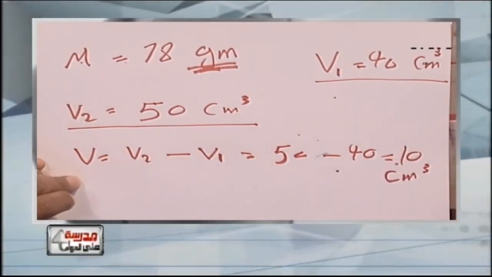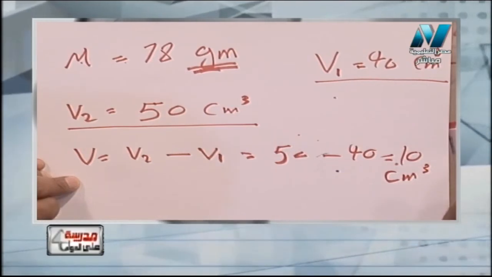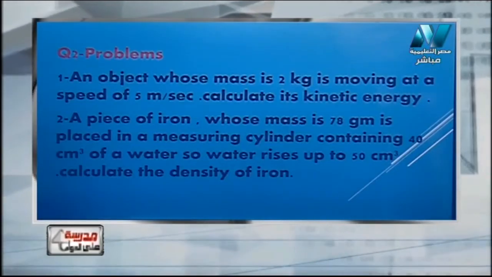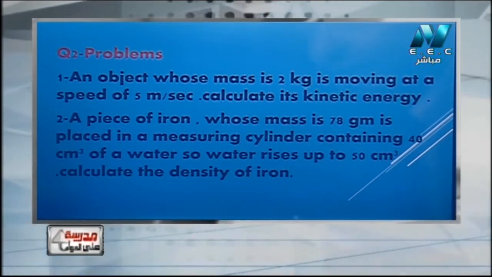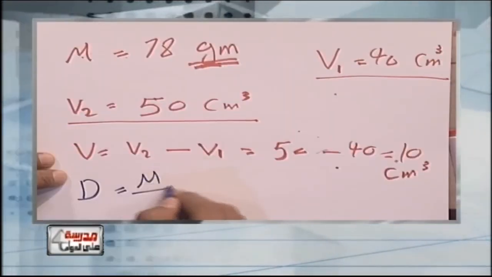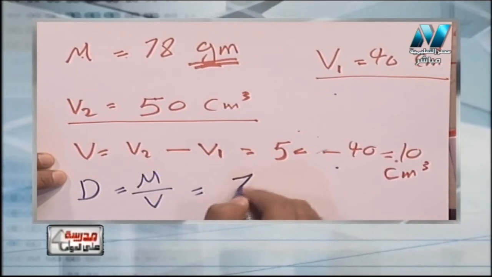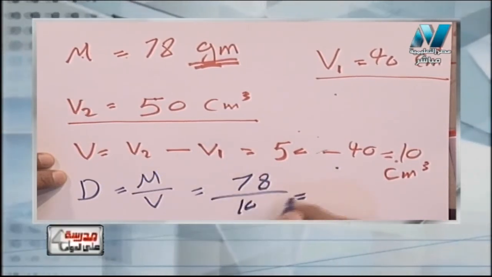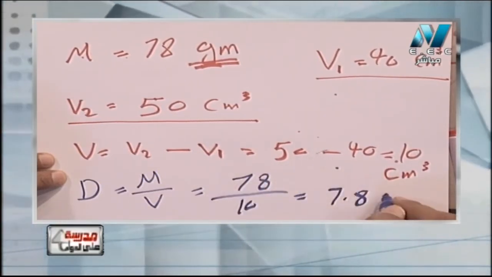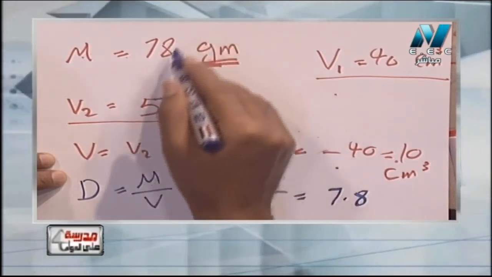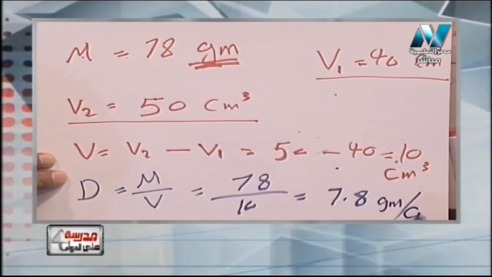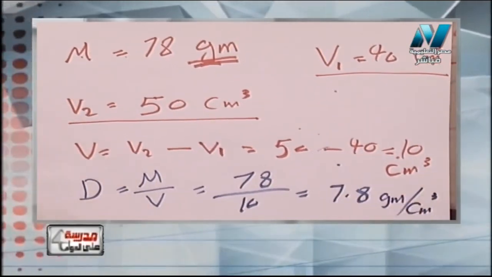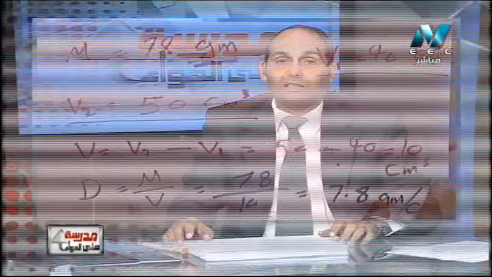Now he asks about what? Calculate density. So what's density? Density equals mass over volume. What's mass? 78. What's the volume? 10. So it will be 7.8 gram per cubic centimeter. By this question, my dear students, we reached the last point for this day.